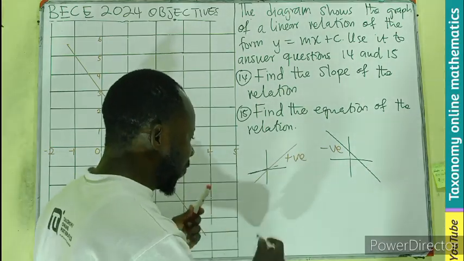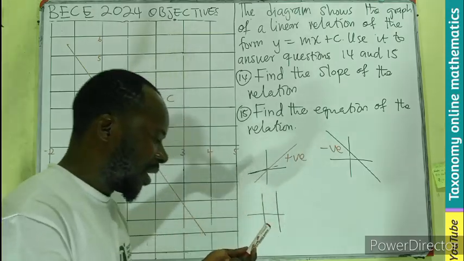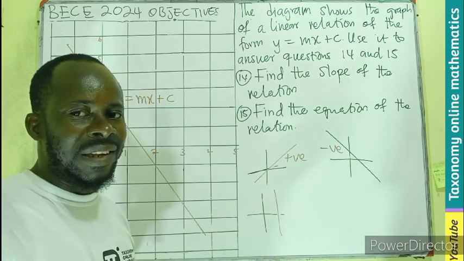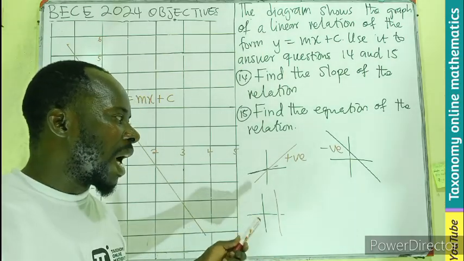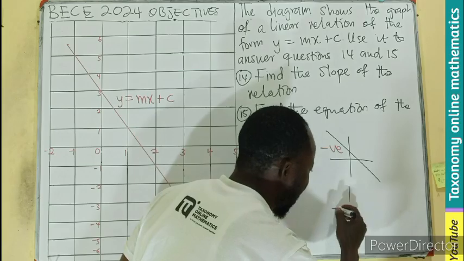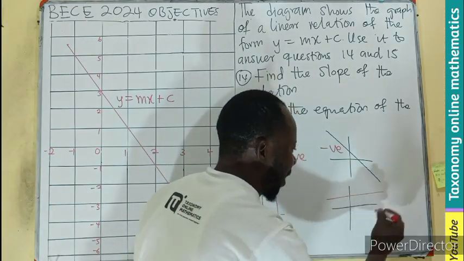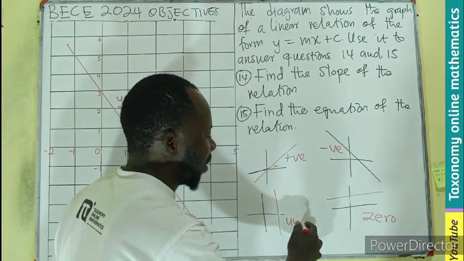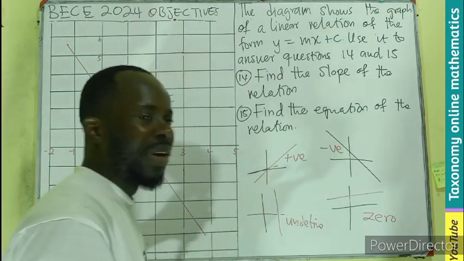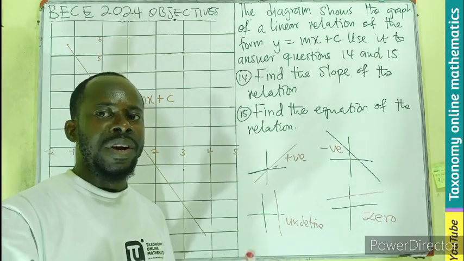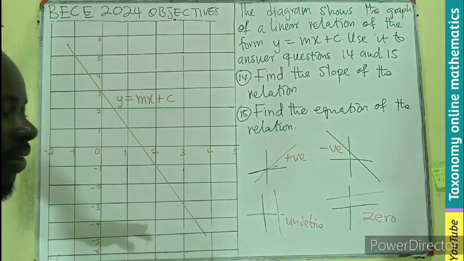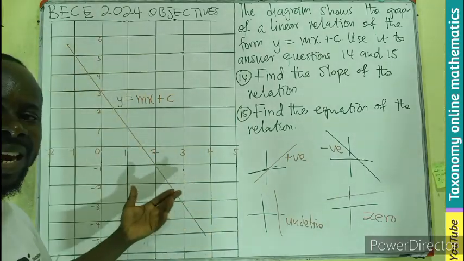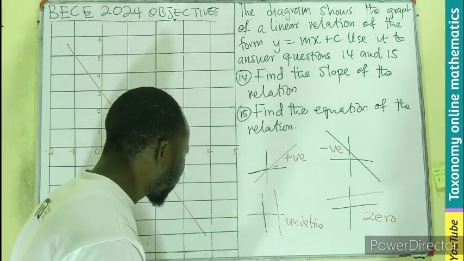We also know that if the line is vertical, the gradient is undefined. And finally, a line that is parallel to the x-axis will give you zero gradient. So these are the four types of gradient that we have. Even if I don't follow any criteria, I can tell that this is going to give me a negative gradient. All right.